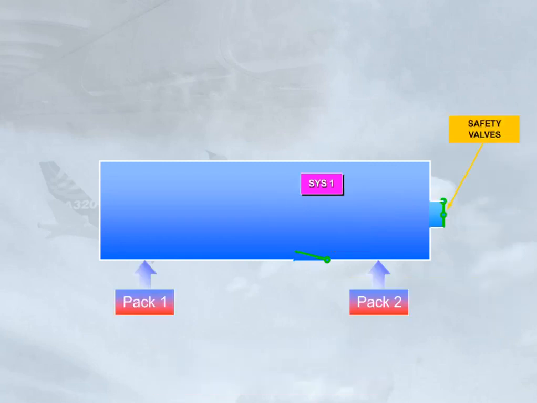Two independent pneumatic safety valves are installed at the rear pressure bulkhead above the flotation line, and they operate to avoid a cabin differential pressure from going too high or too low.